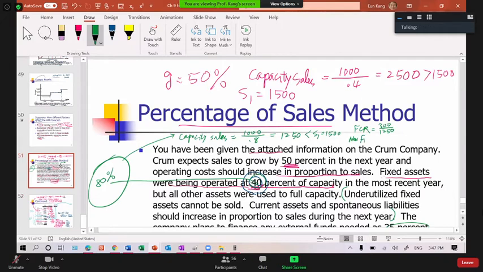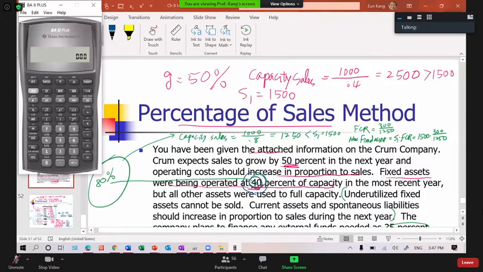So new fixed asset equals S1 times full capacity ratio. S1 is 1500 times 300 over 1250. So 1500 times 300 divided by 1250, and that is 360.